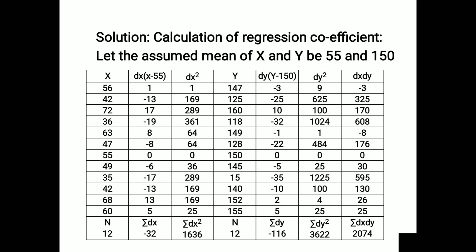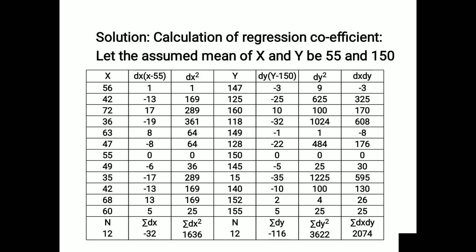The second one, dx, is obtained by assuming the mean of x as 55 here. So 55 is the assumed mean. 56 is a value of x, so 56 minus 55 is 1. 42 minus 55 amounts to minus 13. In this way, when we calculate all the values of dx, we will obtain sigma dx.